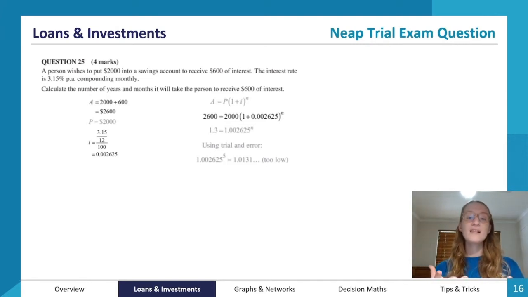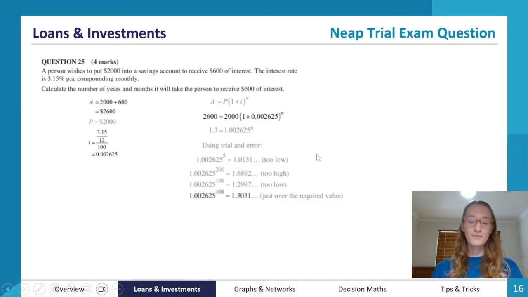So for example, what if we let N equal 5? Well, if we put this number to the power of 5, it would equal 1.0131, and the number would go on, but that's way, way lower than 1.3. So we know that N value is going to be far too low. And then what if we said, we'll let N equal 200? That'd give us 1.68, which is way too high, so we know it's going to be less than 200.